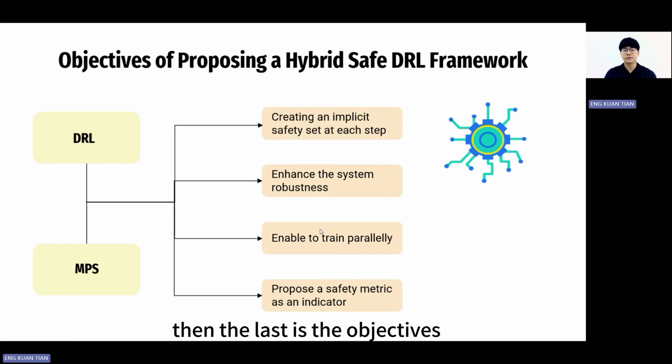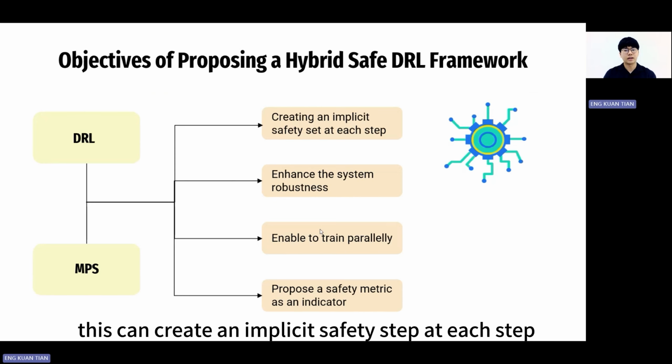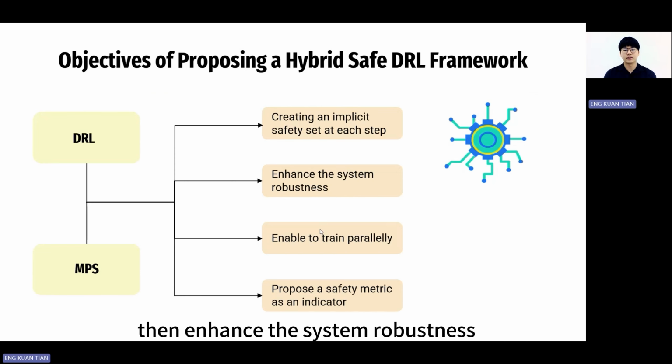Then the last is the objectives of proposing a hybrid framework of DRL and MPC. First, this can create an implicit safety set at each step, which enhances system robustness. Third, the model can be trained in parallel. And the last is to propose a safety metric as an indicator to quantify the safety performance of the algorithm during the test period.